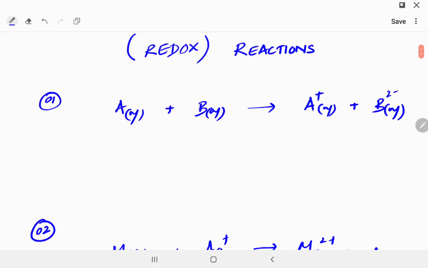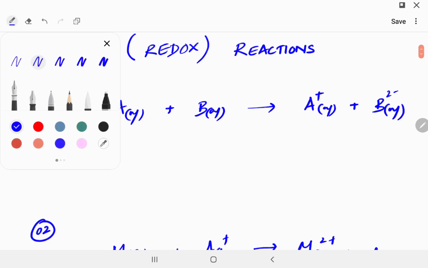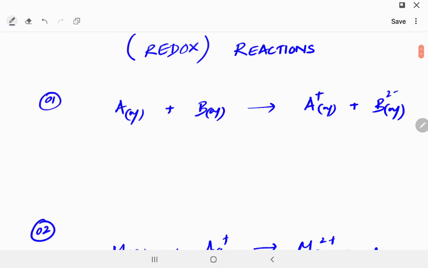Some people might argue that. But no, this is not balanced. This reaction, even though you have one A in both sides, one B in both sides, this is not balanced, mainly because the charges are not balanced. Charges on both sides are not balanced. So if you take a look at the charges on both sides, in the reactant side, you have no charge. The charge is zero, okay? Zero charge. In the product side, the overall charge is -1.